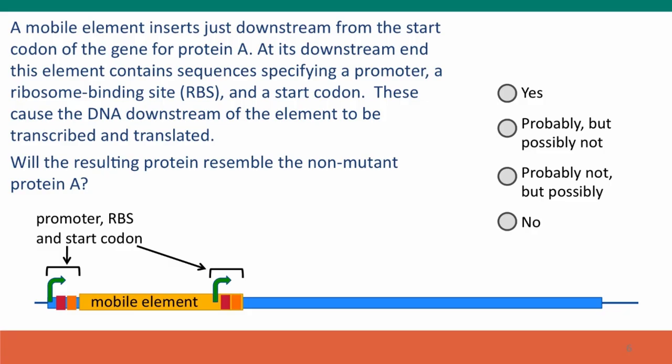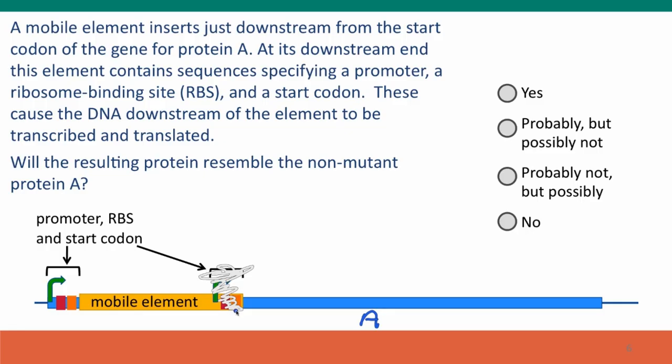So here's the question. Mobile elements have important consequences. As I said, usually the insertion of a mobile element will eliminate the function of the gene, and that's because if we consider this gene, and for now, let's just ignore this little regulatory sequence that I've drawn here. Just consider the normal gene, the blue gene with its promoter, ribosome binding site, and start codon. Before the mobile element inserted, this gene encoded protein A.